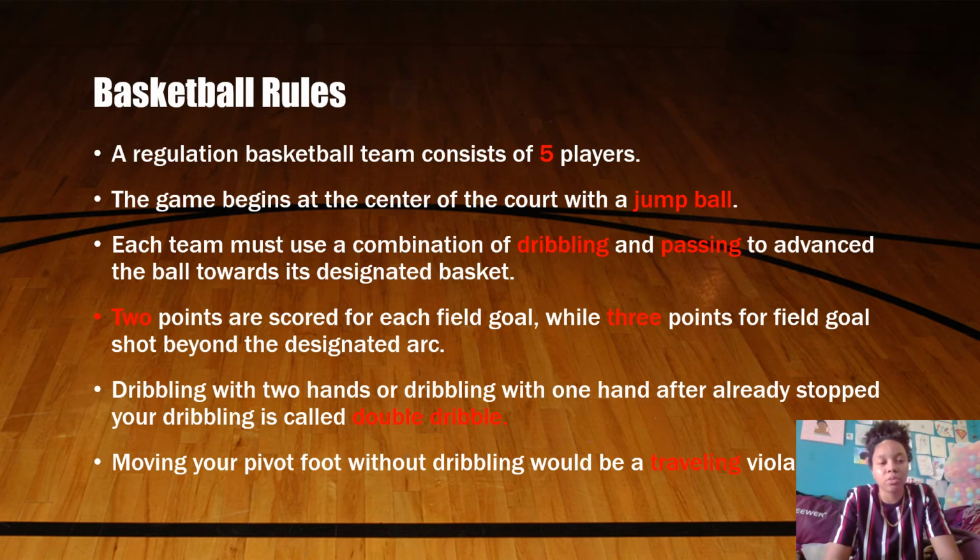awarded. So dribbling with 2 hands, or dribbling with 1 hand after already stopped your dribble, is called a double dribble. So that is a violation call. You can double dribble, and the ball will be turned over to the other team. So moving your pivot foot without dribbling would be a traveling violation. So traveling violation, once again, the ball will be turned over to the other team.